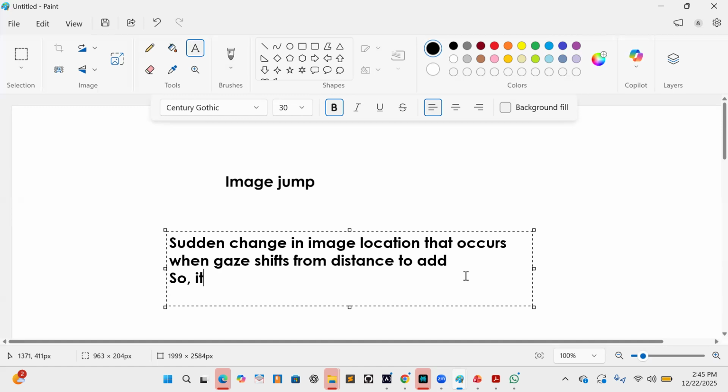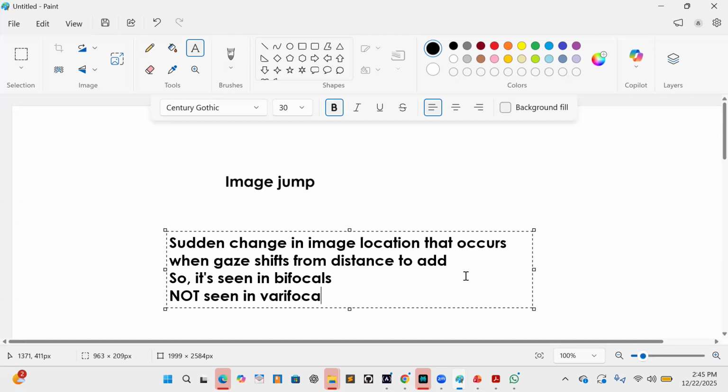So that means it's seen in bifocals, and of course not seen in varifocal or progressive addition lenses. So it's an issue of the bifocal. So that is what's called the image jump.